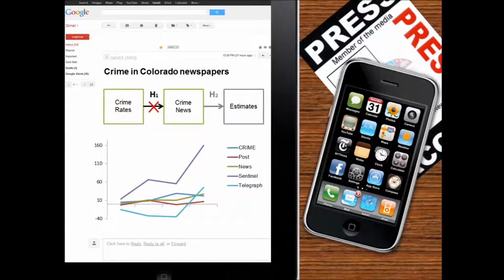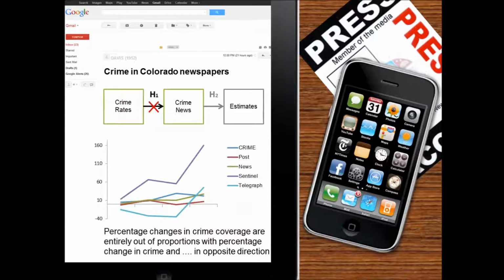And for the other newspapers, the effects were a little bit less dramatic, I guess, than the Sentinel. But still, also for those newspapers, crime news increased in the last period, even though the actual crime rates went down. So there was evidence that there's actually no relationship between crime rates and crime news. And he thought it was actually very shocking that the percentages went in the opposite direction at some points.